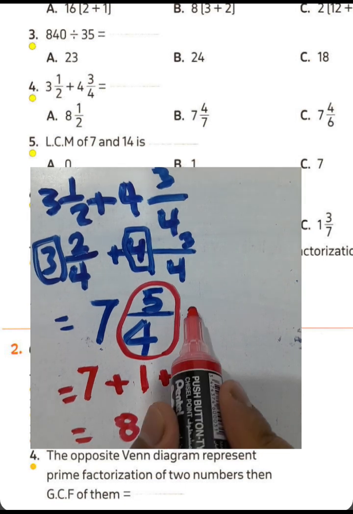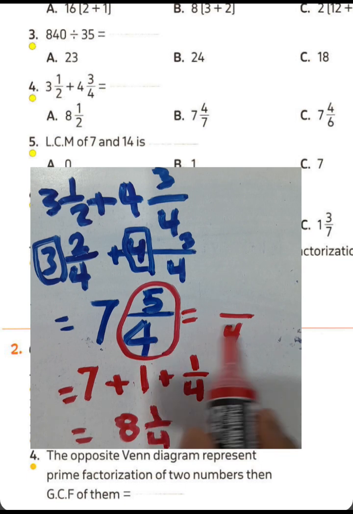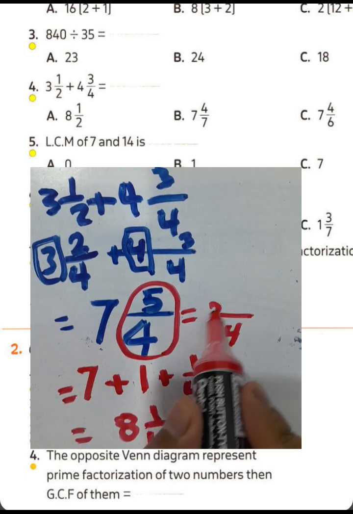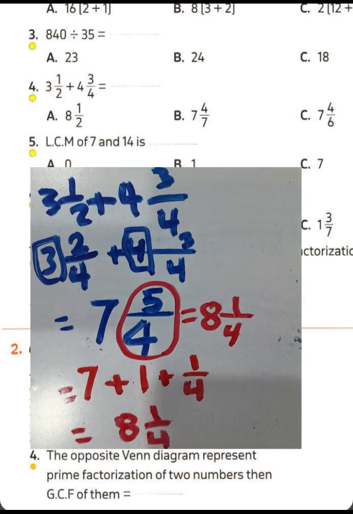You can find the result in one step. Here, write 4 in the denominator. 5 divided by 4 equals 1 and the remainder 1. 1 plus 7 equals 8 and the remainder 1. You can solve this example in one step here, okay? But I explain the steps of this example so you know the steps, okay?